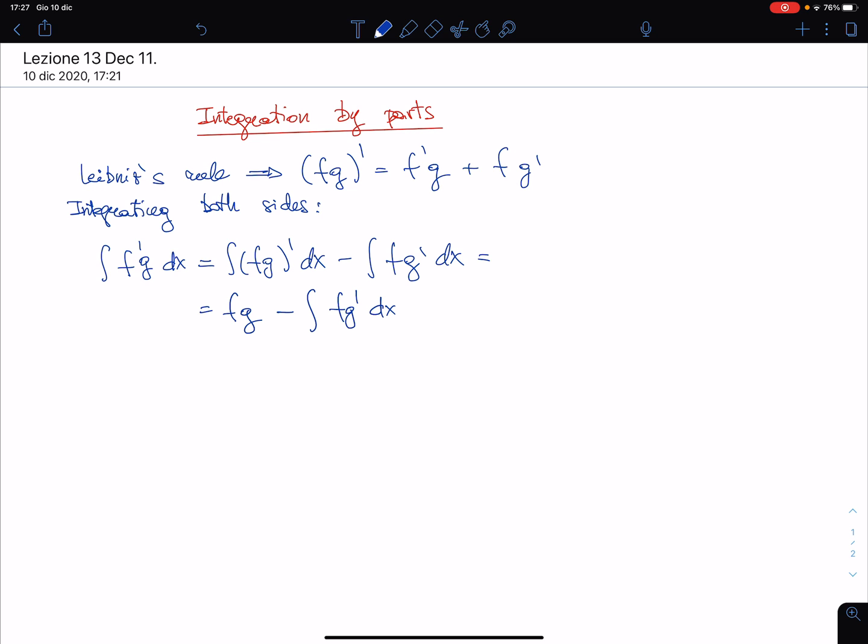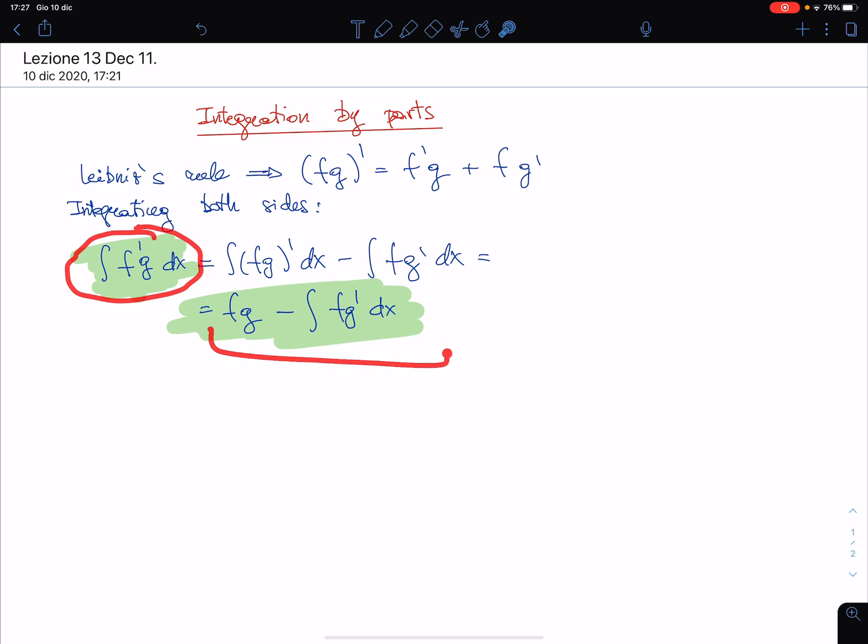Okay, so this is the formula of integration by parts. So I highlight it in green in this way. And now it seems to be quite a stupid formula to write, because we start from an integral we have to compute, and we end up with an expression where there is another integral.